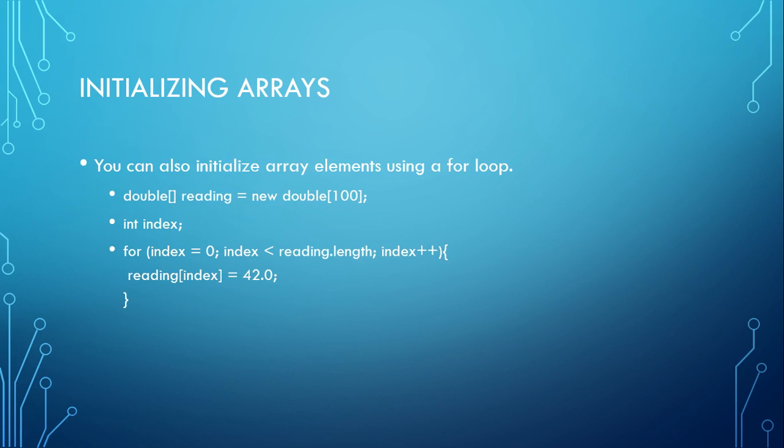You can also initialize array elements using a for loop. double[] reading = new double[100]; for (index = 0; index < reading.length; index++) reading[index] = 42.0.